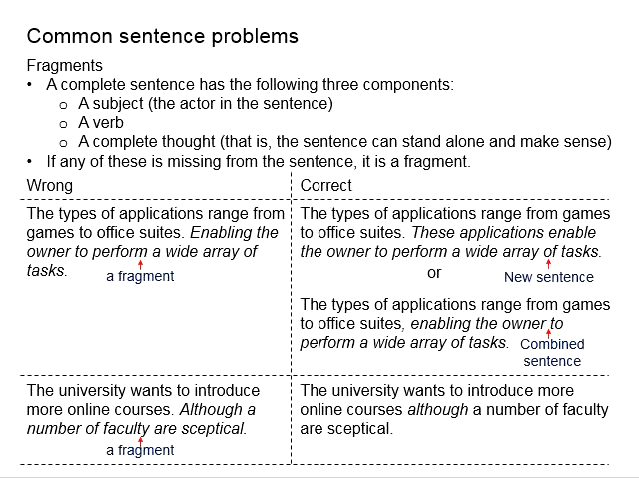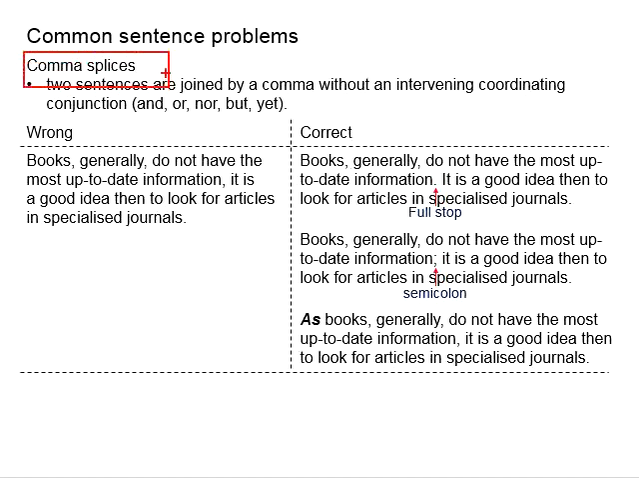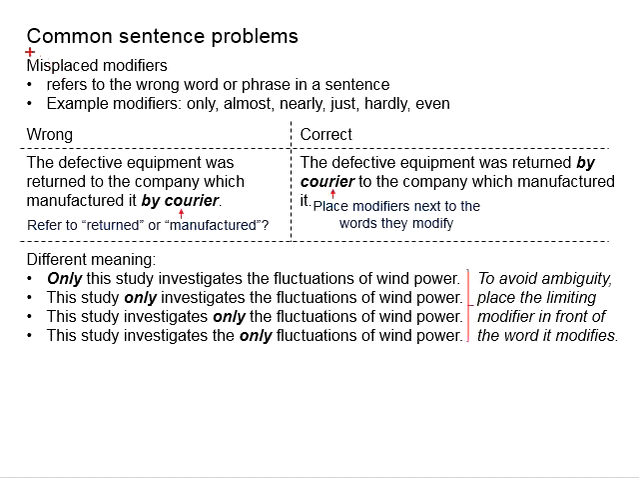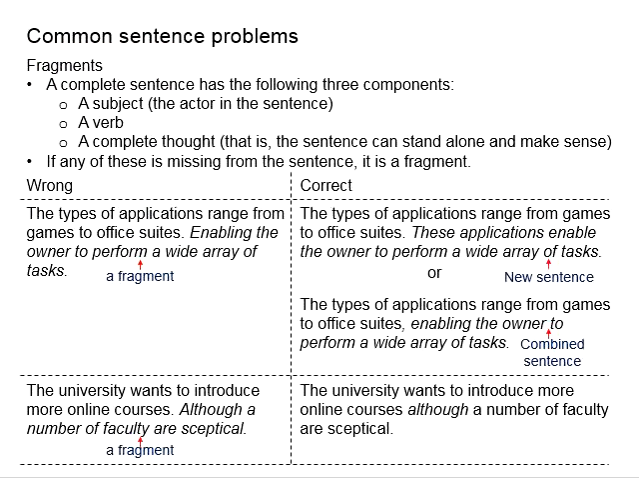Next, we proceed with our discussion of common sentence problems. There are several common sentence problems, including fragments, run-on sentences, comma splices, misplaced modifiers, and dangling modifiers. We will discuss these one by one in the following lectures. First, let us look at fragments.